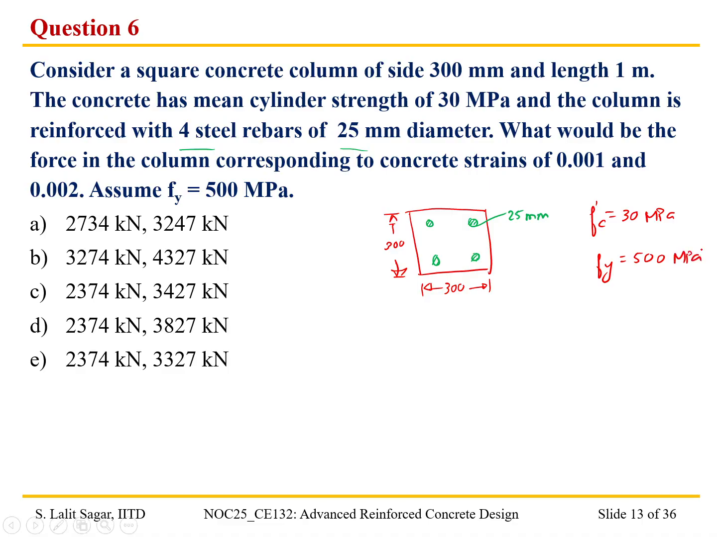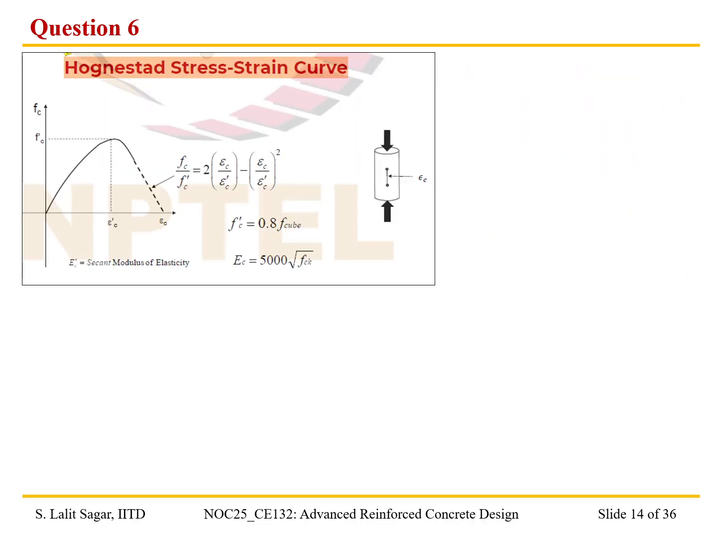Now, in this problem, our goal is to determine the value of the axial load or the axial force P corresponding to the compressive strain in concrete of 0.001 and 0.002. Now I'm going to go to the next slide. The correct answer is option C. Let us take the help of the Hognestad stress strain curve and solve the problem.